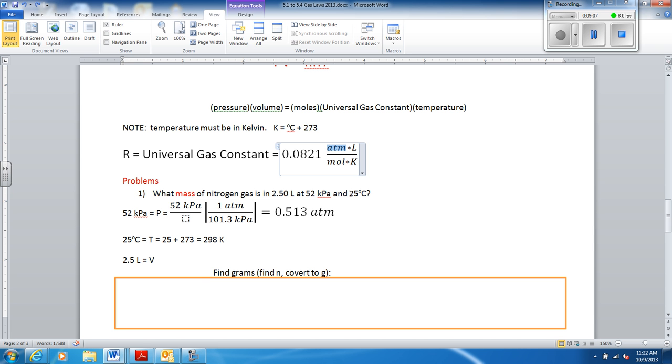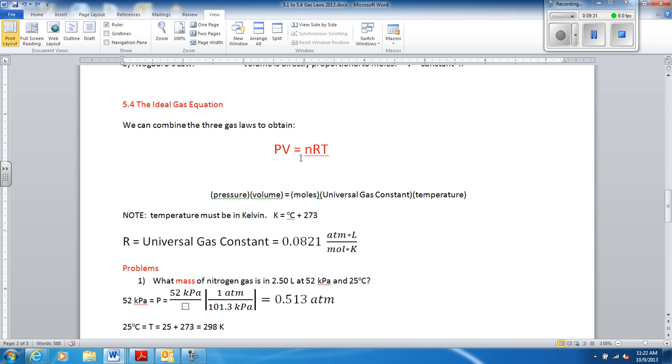Okay, another data point we have in here is our 25 degrees Celsius. You should recognize that's a temperature. And what do we have to do when we have Celsius? We have to convert to Kelvin. So we add 273 to get this number. And let's see, we also have 2.5 liters, and you can identify that's a volume. So now we've got volume, temperature, and pressure.